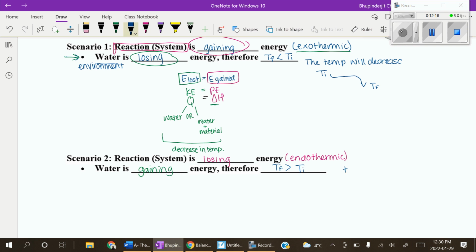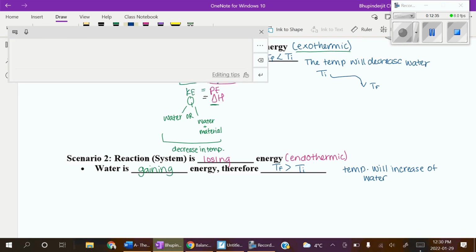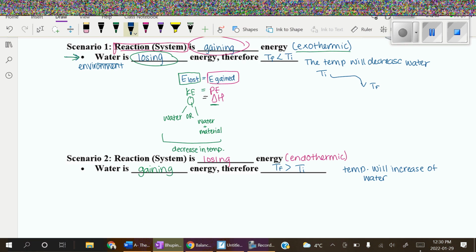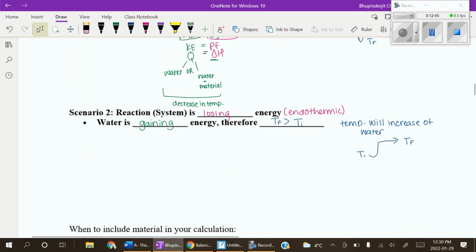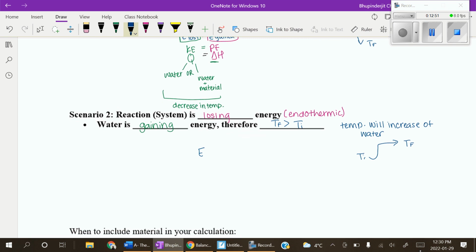Okay, so same thing. I'm going to say temp will increase of water. And I'm just going to make that very clear, of the water slash material. Okay, so I'm going to say my T initial and my T final will increase. Same thing. We're going to start off with one system is system's either going to lose or gain. So the energy lost is equal to the energy gained.